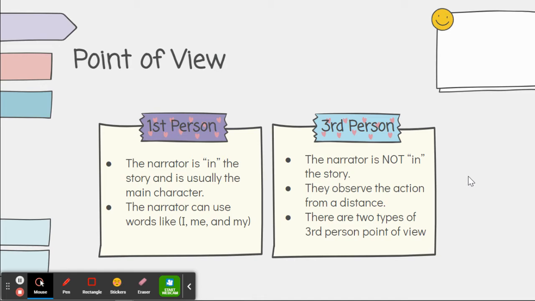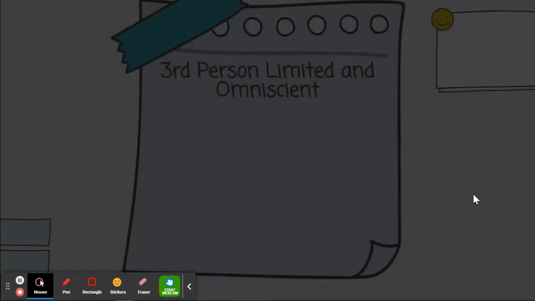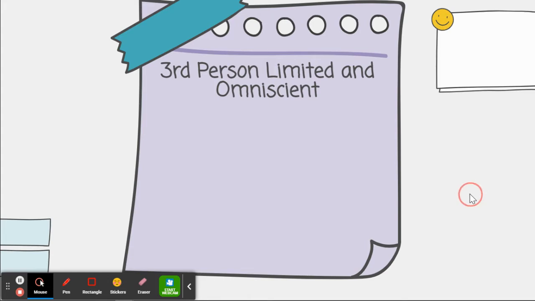When it's first person point of view, it just seems like characters are talking a lot. There's a lot of dialogue in it, and sometimes it's a little harder to follow. So limited and omniscient are the two types of third person point of view. We'll talk about that here. So third person limited and omniscient.